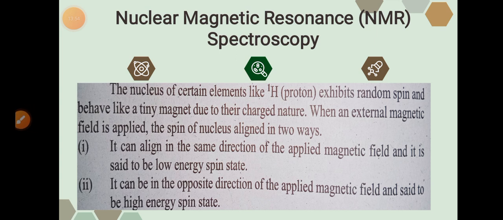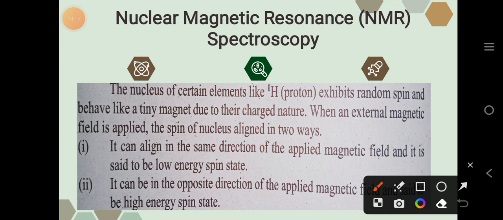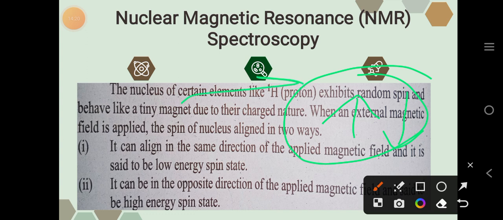Nuclear magnetic resonance spectroscopy. And what is it? The nuclei of certain elements, like the hydrogen proton, exhibit a random spin and behave like a tiny magnet due to their charged nature. When an external magnetic field is applied, the spin of the nucleus aligns in two ways. Like the protons of a nucleus either move in a clockwise direction or anti-clockwise direction. And when we apply a magnetic field to that element, two phenomena occur. Either it can align in the same direction, or it can spin in the opposite direction.